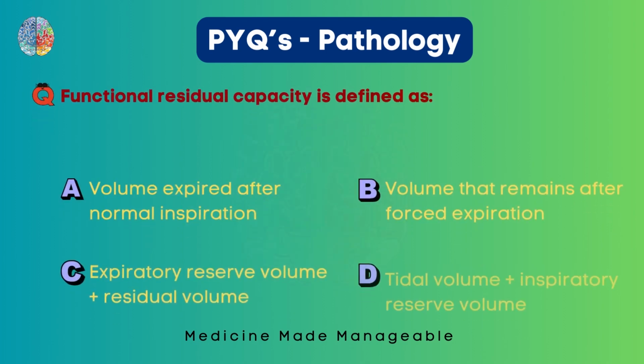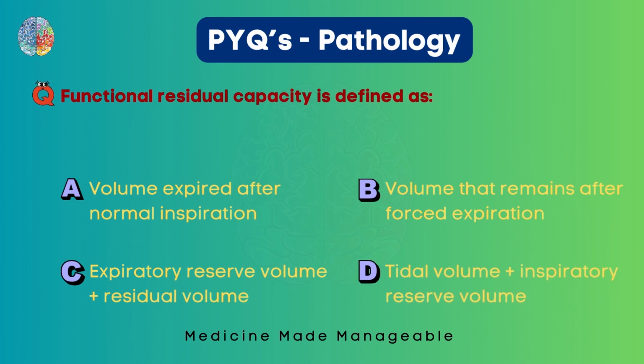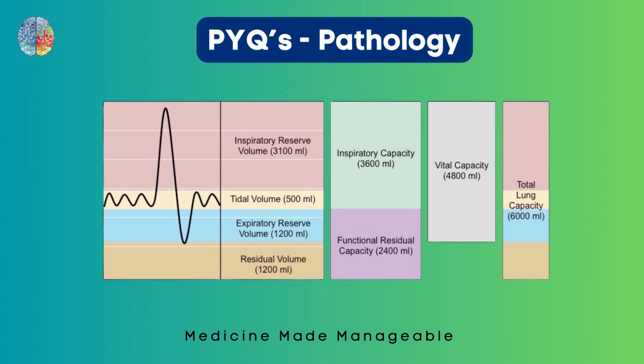Now, functional residual capacity is defined as volume expired after normal inspiration, volume that remains after forceful expiration, expiratory reserve volume plus residual volume, or tidal volume plus inspiratory reserve volume. Now, this is the chart that you will have to memorize. If I go on and explain every single capacity and volume, it's going to take a lot of time. I'll make a separate video on this. But for now, just focusing on the question, the functional residual capacity was asked, which is here.